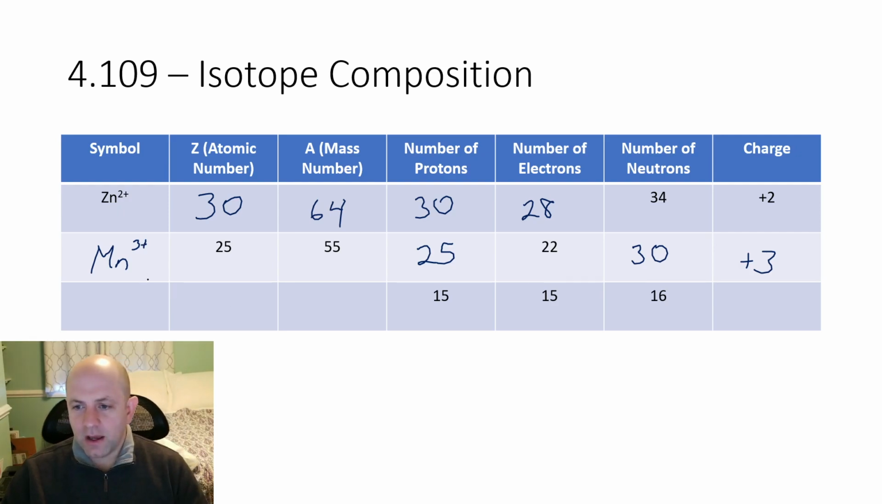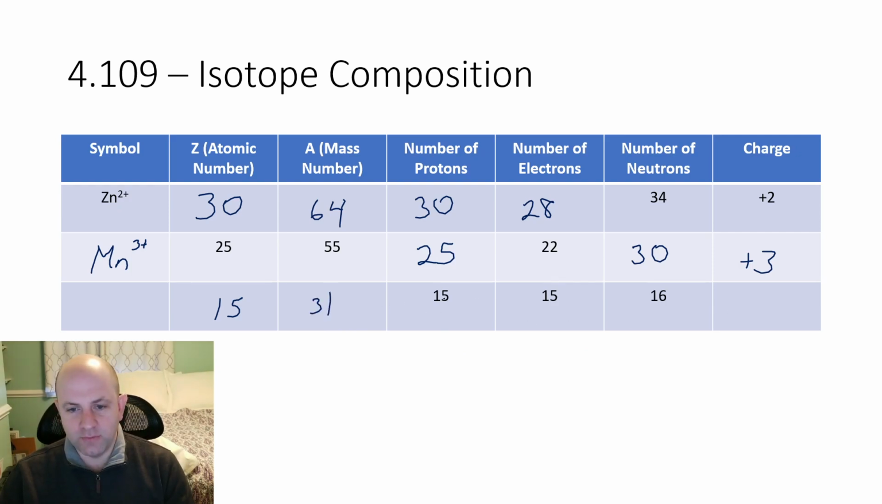All right. And then the last one here, again, we don't have atomic number, but we've got protons. Same thing, we just go the other way. 15 protons must be 15 atomic number. Neutrons are 16, so 16 neutrons, 15 protons, add them up. Mass number must be 31.